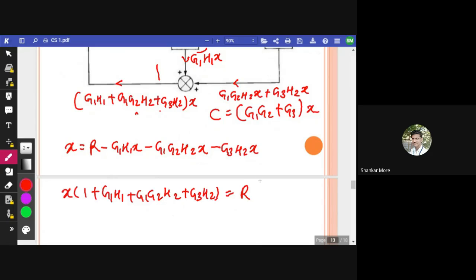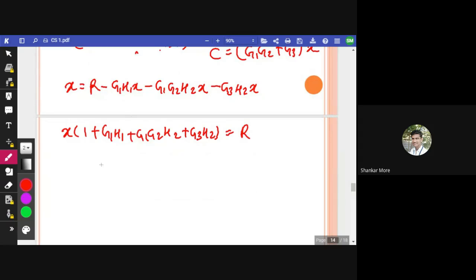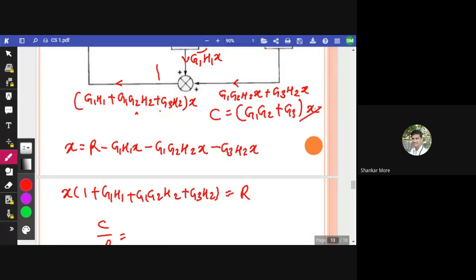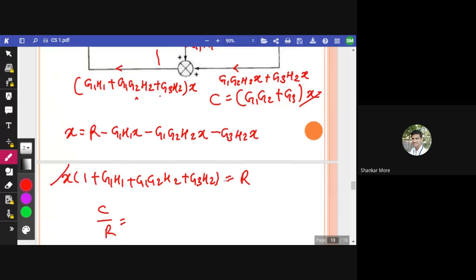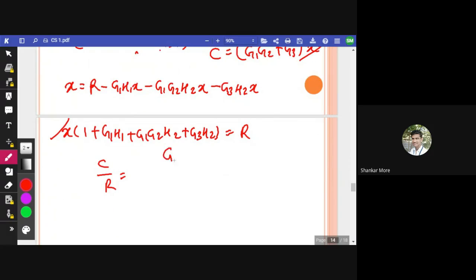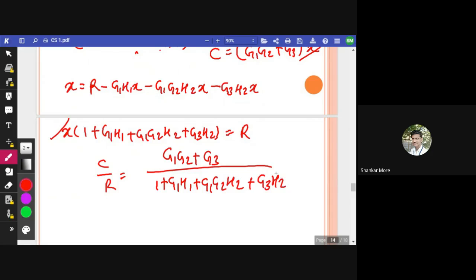या ऑल गुड. ठीक है, सो अभी क्या करना है हमें, वी हैव C, वी हैव R. ठीक है, सो लिख दो फिर, C बाय R इज आवर ट्रांसफर फंक्शन. सो इसमें भी x मल्टीप्लाइड है, x को काट दो, x गया x गया, सो क्या बचा, G1 into G2 plus G3 divided by 1 plus G1 H1 plus G1 G2 H2 plus G3 H2. This is our final answer.